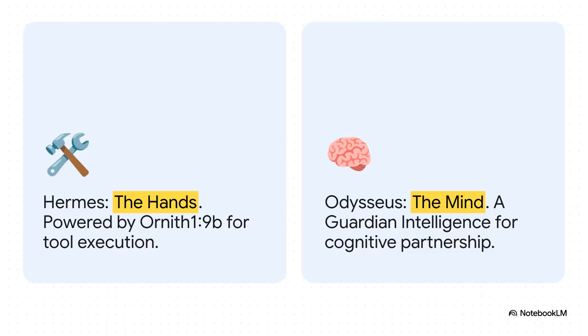Okay, Section 3, Hermes and Odysseus explained. Let's look at Aora's division of labor, because it's essentially a dual-agent operating system. Think of Hermes as the hands. Powered by the Ornith Clun 19B model, Hermes is the one handling external execution, using specialized tools and getting the actual building done. Then on the other side, we have Odysseus. This is the mind. Odysseus doesn't execute code at all. Instead, it serves as your digital guardian intelligence. It handles cognitive partnership, long-term planning, and strategy. And these two are constantly working together in this continuous orchestration loop.